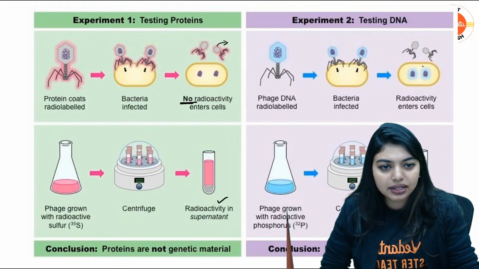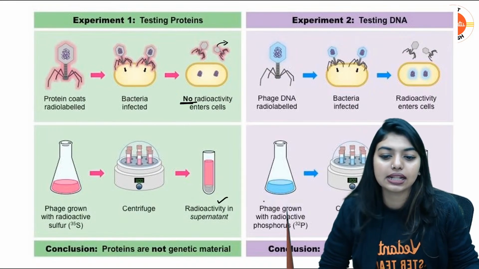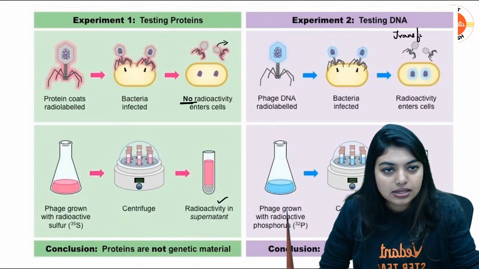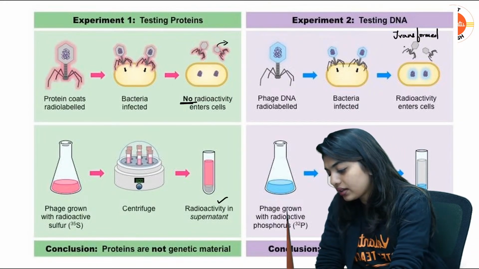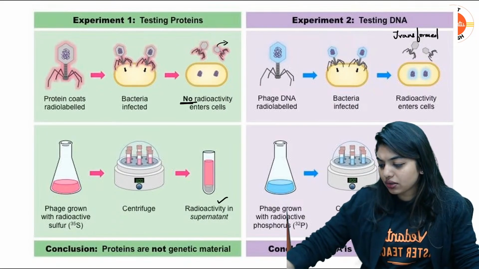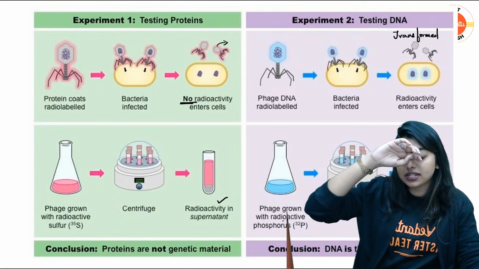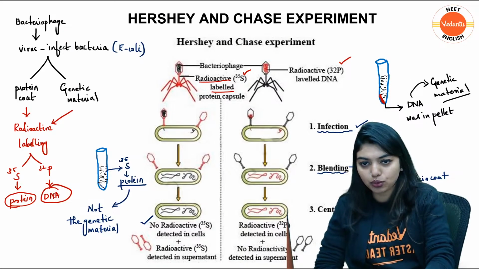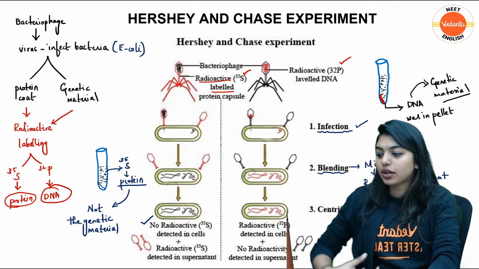Here the same thing is happening. Radioactivity enters the cell. This will show that something is getting transformed, right? Something is getting transformed. Simple as that. Done. And phage grown with radioactive phosphorus, centrifuge, and radioactivity in the pellet. DNA is the genetic material, hence proved. Is this clear? Now we are going to the next topic.